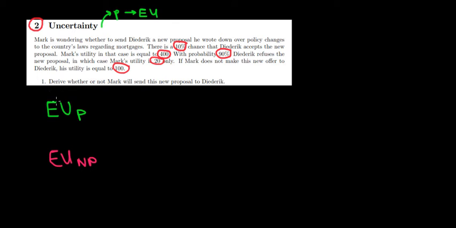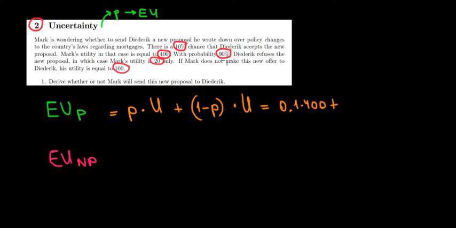Now the expected utility from sending the proposal, that's going to be the probability that it works out and we have a certain utility from that, plus 1 minus that probability multiplied with the utility if it doesn't work out. So let's actually use the values in the question. We have 10% chance that it works out and our utility is 400. So that's 0.1 times 400 plus the remaining 90%, it doesn't work out, so 0.9, and our utility would be just 20, so times 20. And if we solve the math over here, that would be 40 plus 18, which is equal to 58. That would be the expected utility.